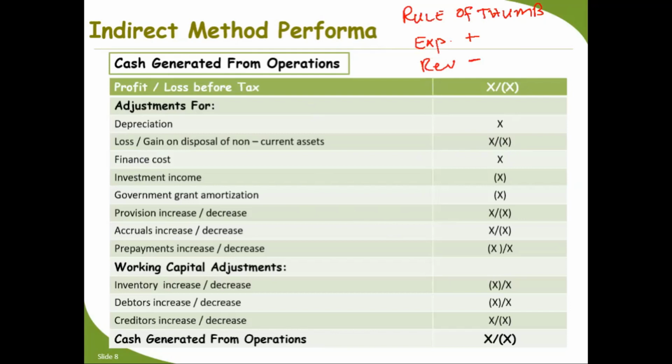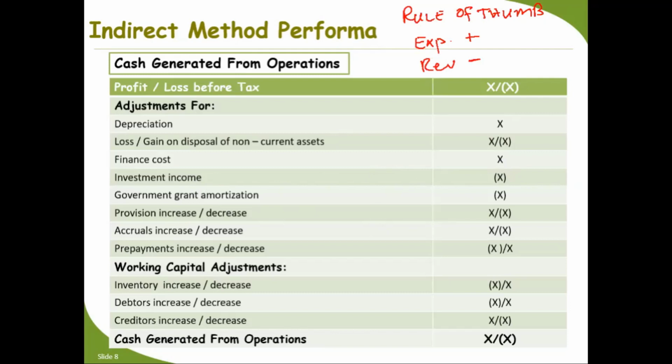Then we have finance cost. Again, finance cost is an expense that is based on accrual basis. Actual how much interest you have paid, that is something separate. So we have added it back. Then investment income. How much cash you have received against that income, that would be an inflow under investing activity.